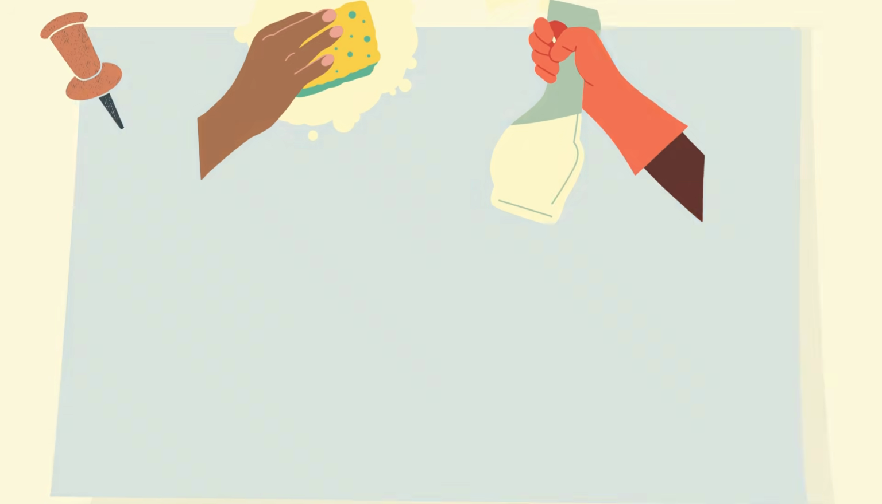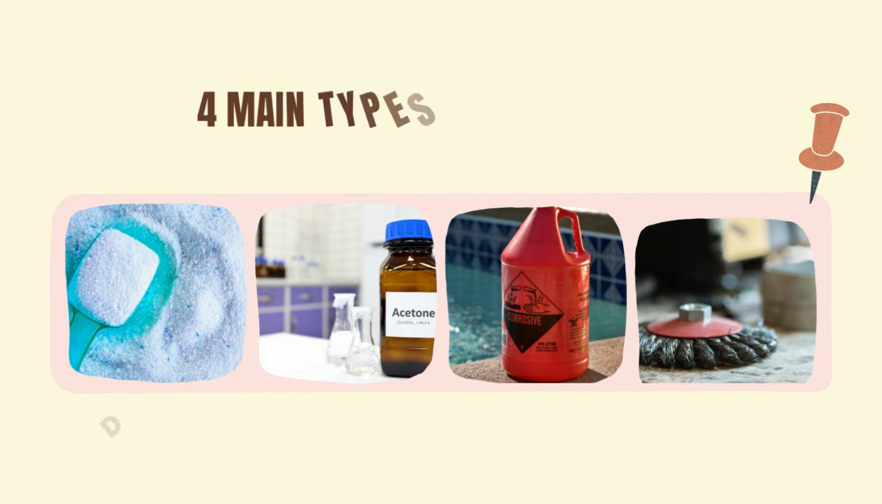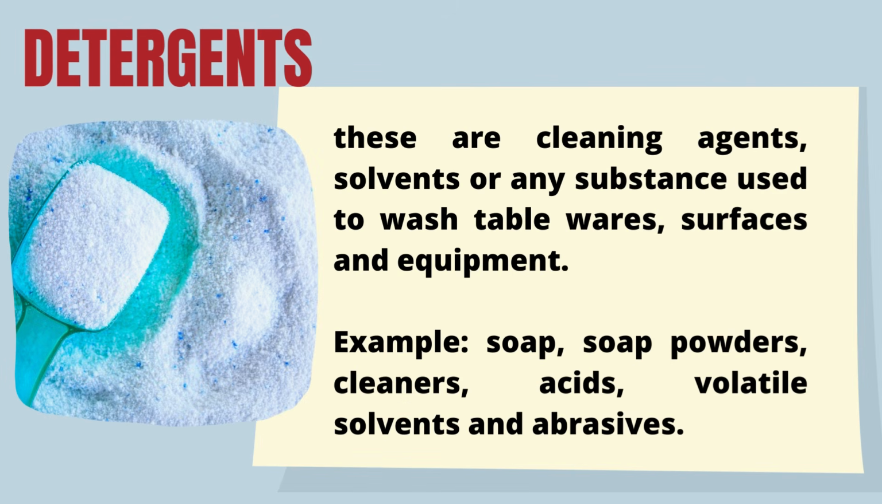And now let us define cleaning agents. So what are cleaning agents? These are substances used to remove dirt, including dust, stains, bad smells, and clutter on surfaces. So it means ito yung mga materials or chemicals na ginagamit natin panlinis. Today, we will be discussing the 4 main types of cleaning agent: the detergent, solvents, acid, and abrasive. The first one is detergent.